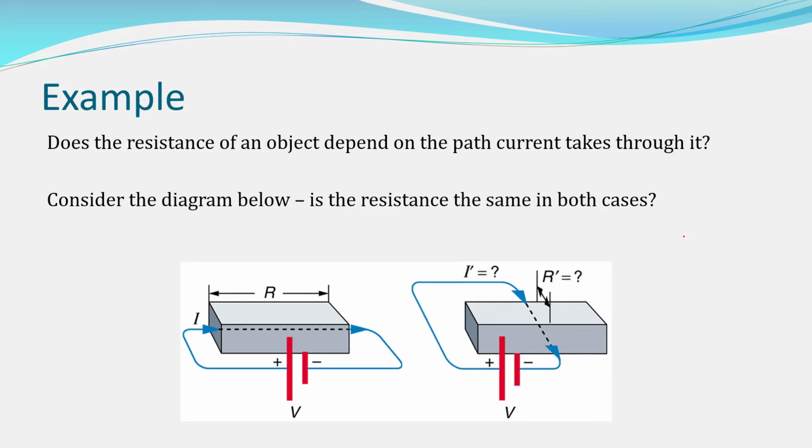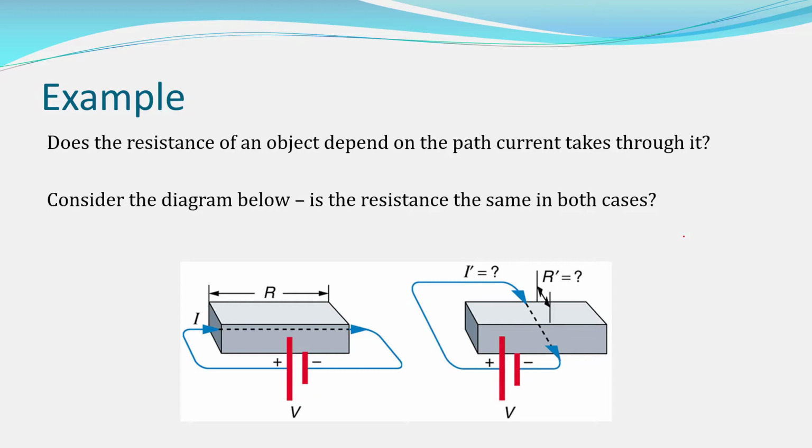So just something for you to think about before we move forward. Do you think that the resistance of an object depends on the path that the electricity takes through it? So what I've got here is a rectangle, and it's a rectangular conductor. So let's just say it's a slab of copper or a slab of aluminium. And if we connect wires on the long side to a battery, and we also connect wires to the short side, is the resistance the same in both cases?